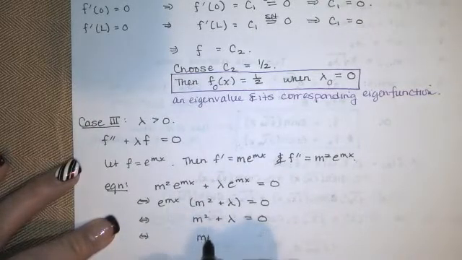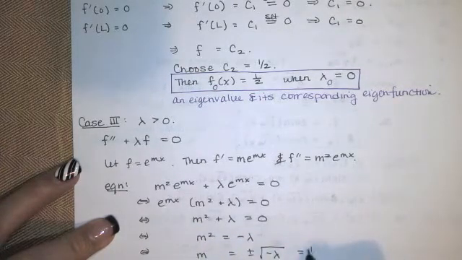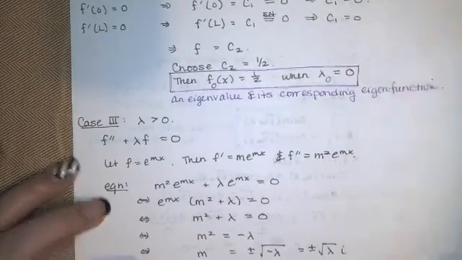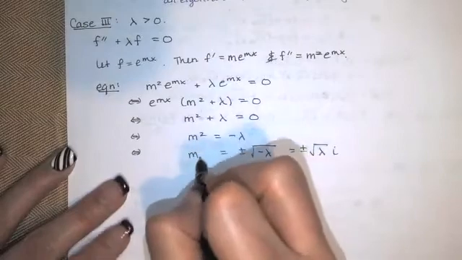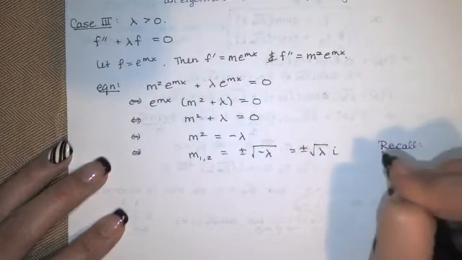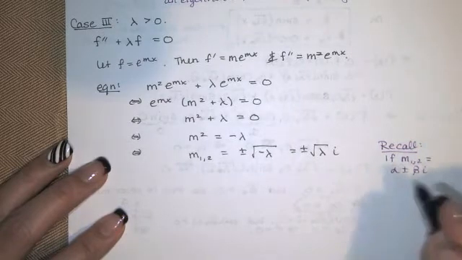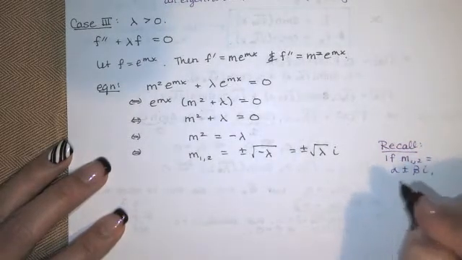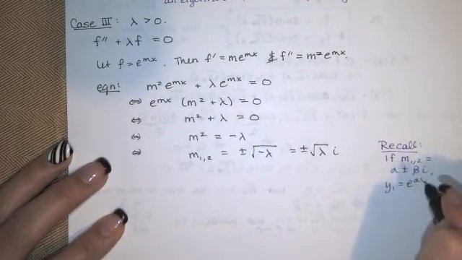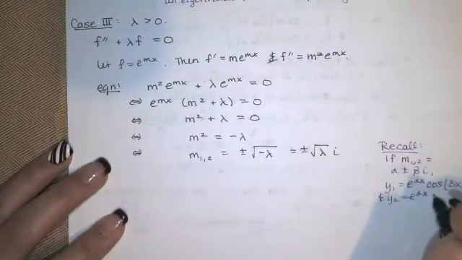Now lambda is positive, so that means negative lambda is negative. And that means when we solve for m by taking the square root of both sides, don't forget the plus or minus on the right, we get complex conjugate roots. Now remember from your ODE class, if your m1 and m2 are equal to alpha plus or minus beta i, then your two linearly independent solutions are y1 equals e to the alpha x cosine of beta x, and y2 equals e to the alpha x sine of beta x.